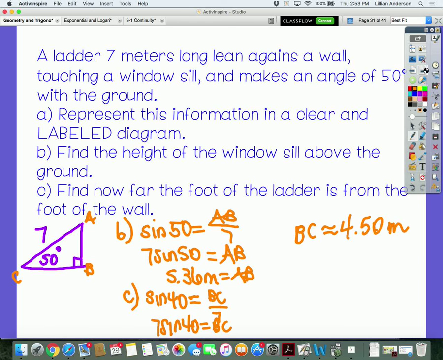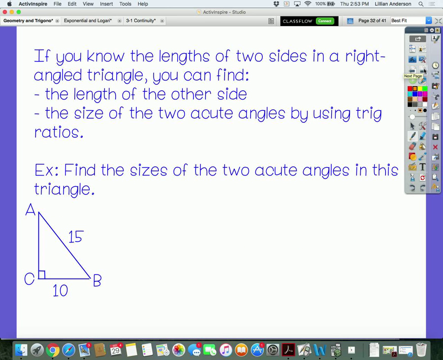All right. Back to your notes. The printed ones. If you know the length of two sides of a right angle triangle, you can find the length of the other side by using Pythagorean theorem, and then you can find the size of the two acute angles by using ratios. Now, this one's a little bit different, okay? Because you're looking for angles. So there won't be any multiplying or dividing here, but it's actually going to be doing something different. Does anybody remember to find an angle?